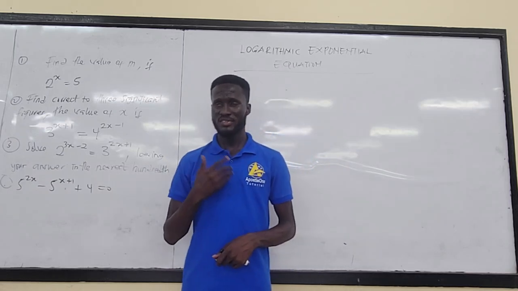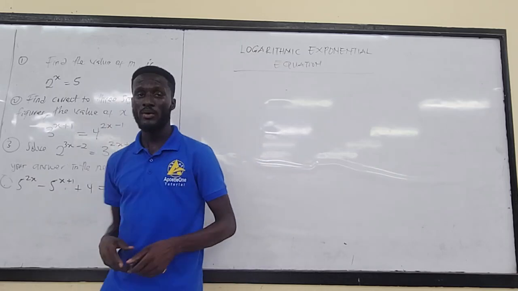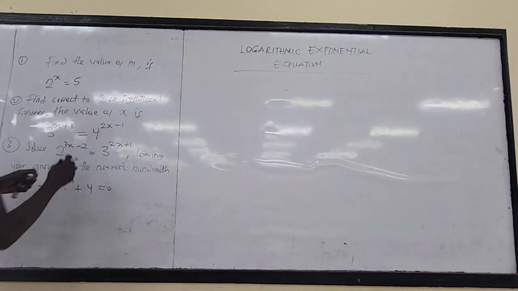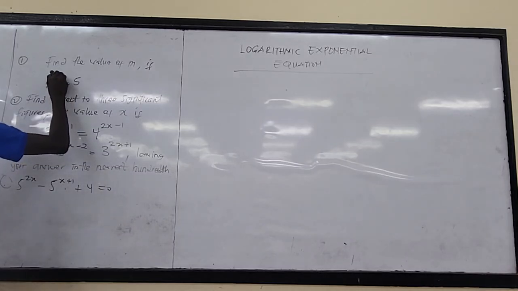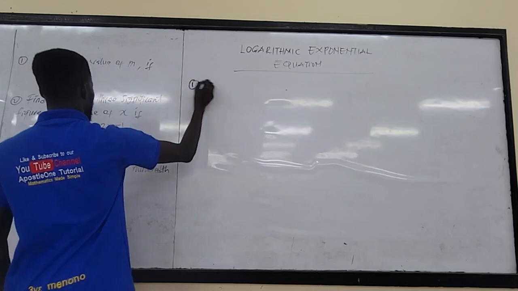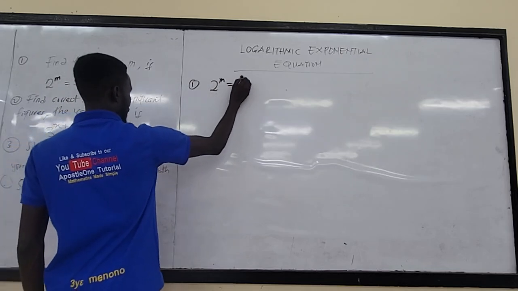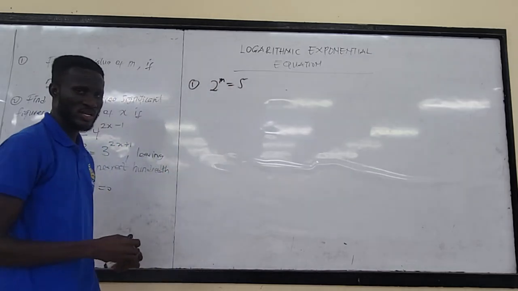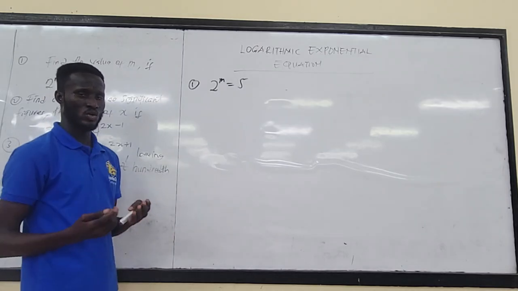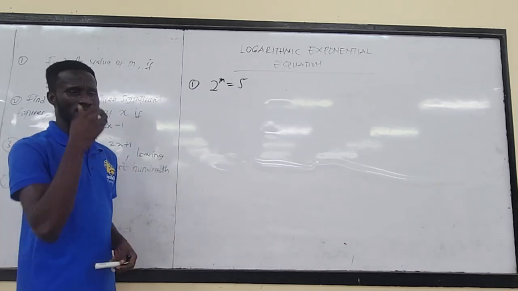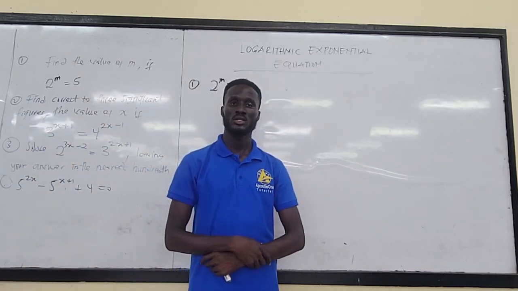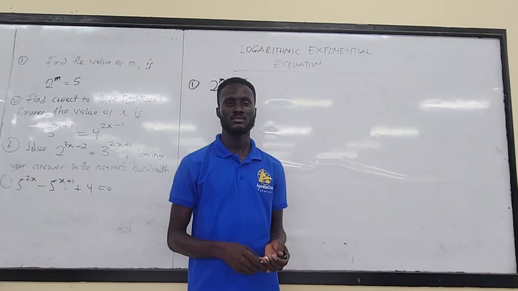Now look at how I'm going to solve the questions. Let's look at question number 1. We are supposed to look for the value of n. We have two raised to the power n is equal to 5. How can you solve this? There is no way we can make the bases the same so that the exponents also be the same. So what you have to do is introduce logarithm.